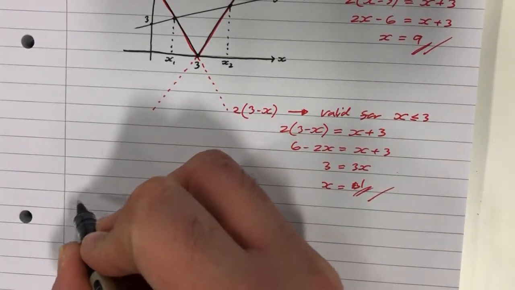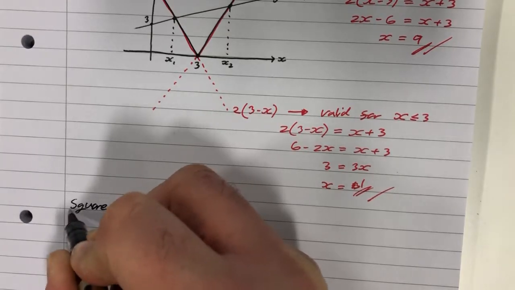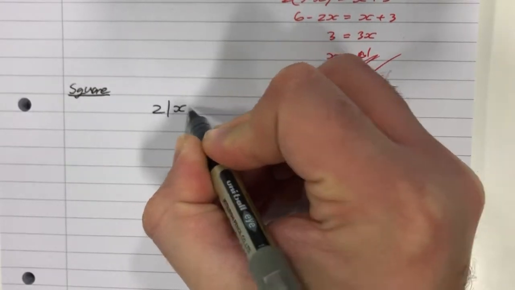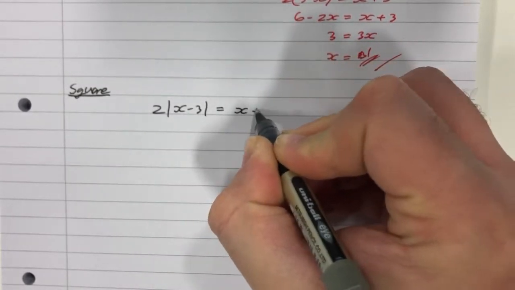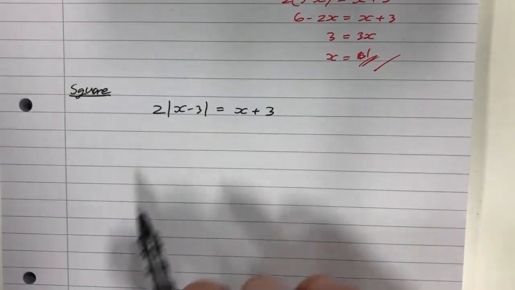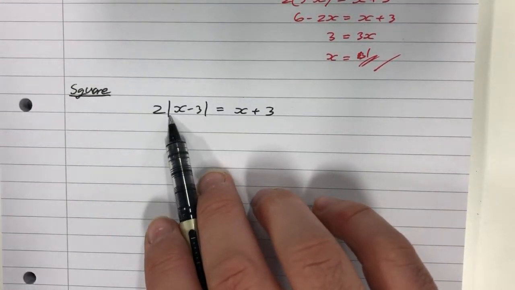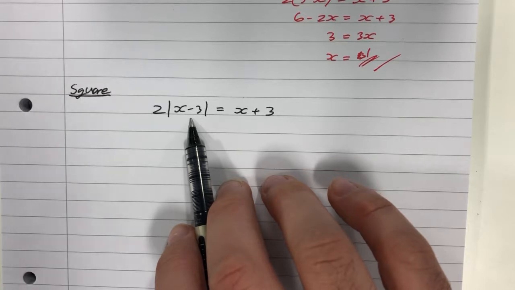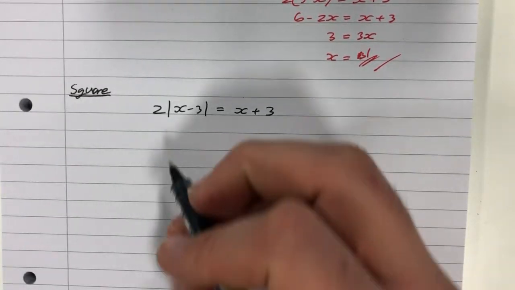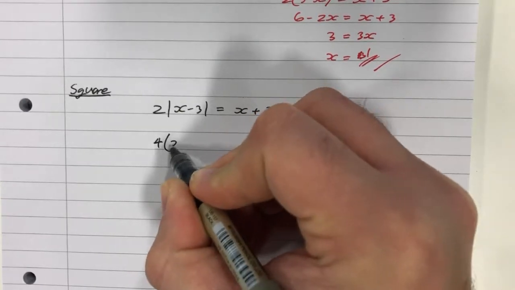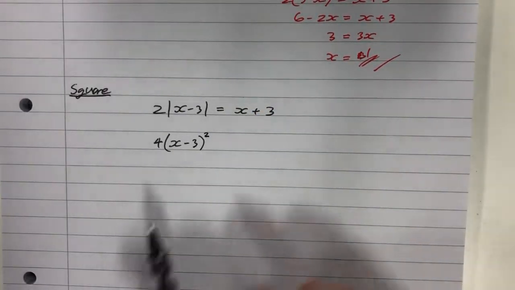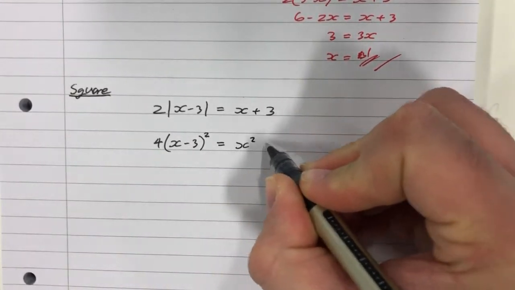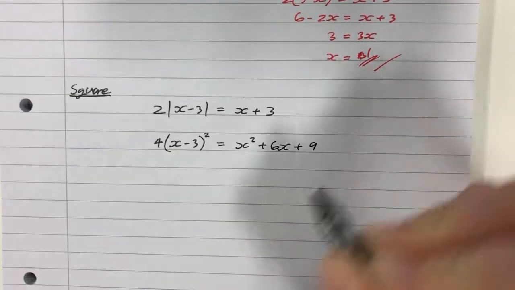The alternative method is to square both sides of the equation. So 2 into mod x minus 3 equals x plus 3. The idea behind this is that if you square it, it doesn't matter if this mod bracket is positive or negative, when you square it, it'll be the same thing. Such is the nature of squaring. So we're taking advantage of that. We're going to square both sides of this, and you'll see that the mod bracket has now disappeared, because it doesn't matter if x minus 3 is positive or negative. It's still the same thing. And that's going to equal x squared plus 6x plus 9, if I square the right-hand side.